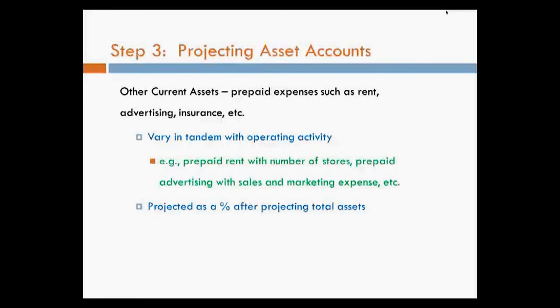Other current assets: some prepaid assets, advertising, insurance, etc. Anything you've prepaid. It really has to do with your expenses. And so you project it after you've calculated your total assets. You find out what historically were the percent of assets for these categories, and you plug it in as the percent of assets going forward.